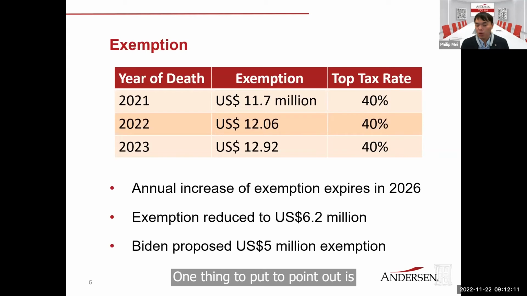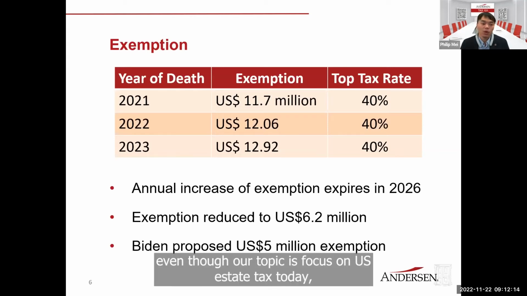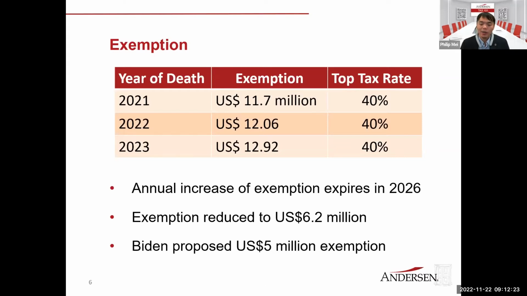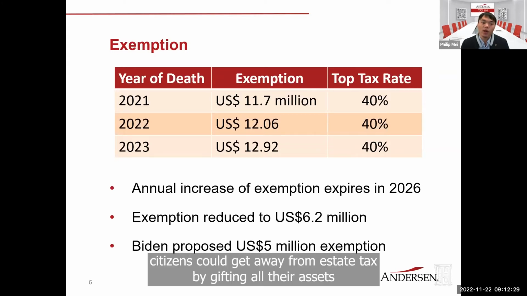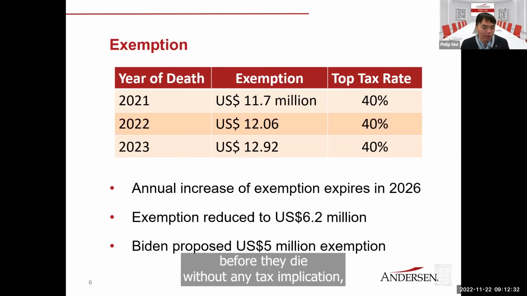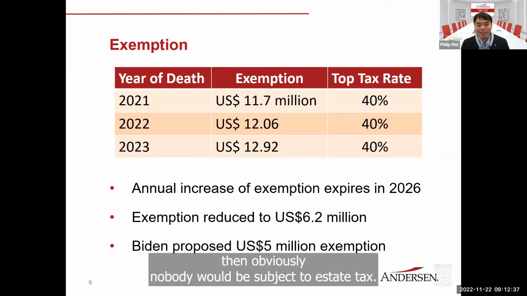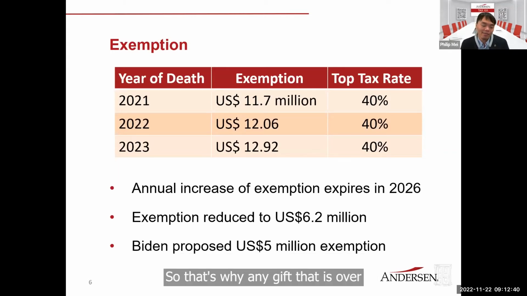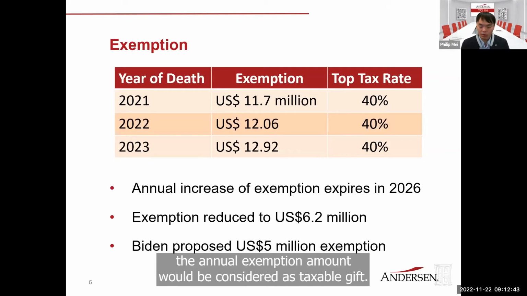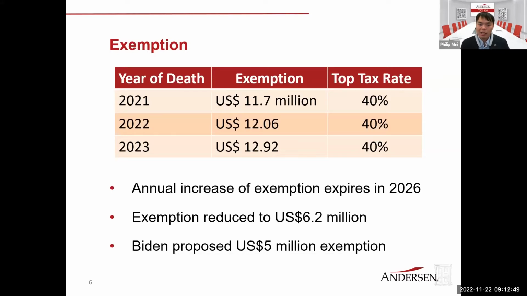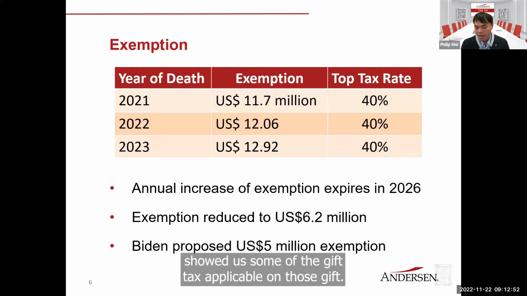One thing to point out is, even though our topic is focused on U.S. estate tax today, the exemption is shared between estate tax and gift tax in the U.S. It's logical because you could think about it: if a U.S. citizen could get away from estate tax by gifting all their assets before they die without any tax implication, then obviously nobody would be subject to estate tax. So that's why any gift that is over the annual exemption amount would be considered a taxable gift. The taxpayer has the option of using the exemption to shield some of the gift tax applicable on those gifts.